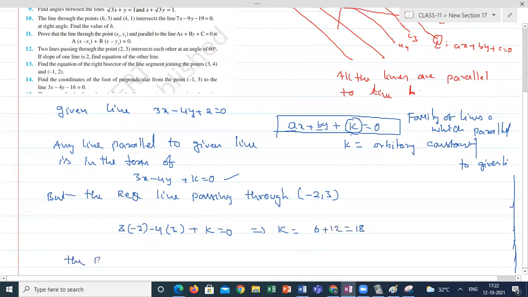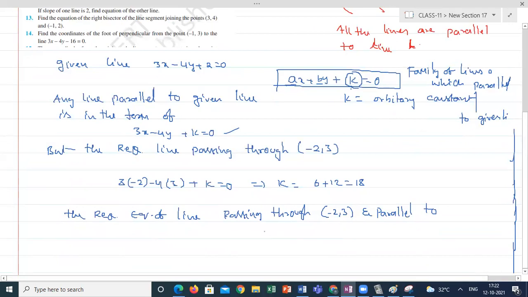So the required equation of the line passing through minus 2, 3 and parallel to 3x minus 4y plus 2 is equal to 0 is 3x minus 4y plus 18 is equal to 0. Hope you are clear what I'm saying.